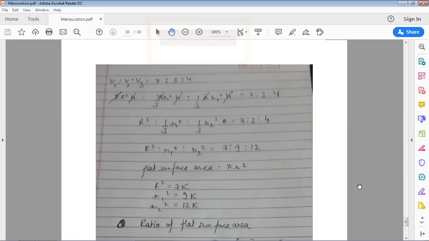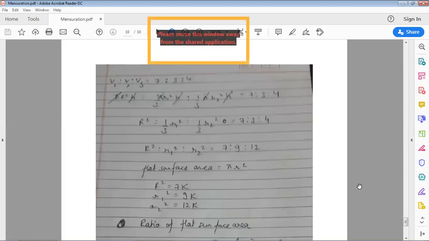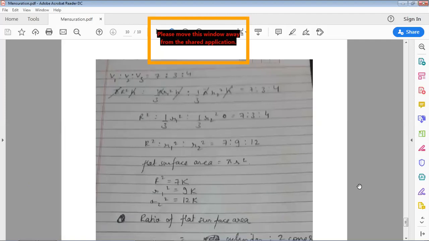So, any of you understood this method to solve the question? Any of you? Yes. Okay. I will repeat it again for those who didn't get it.